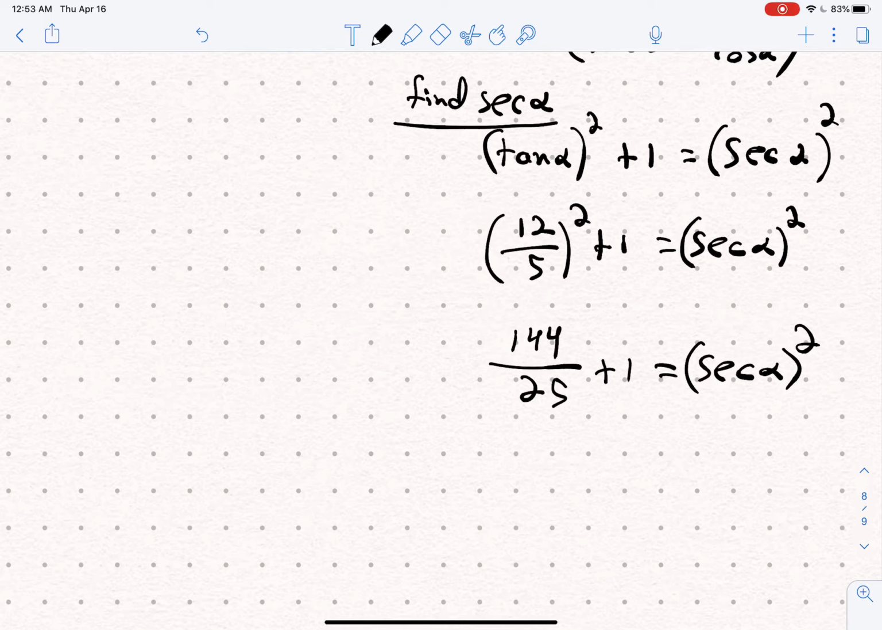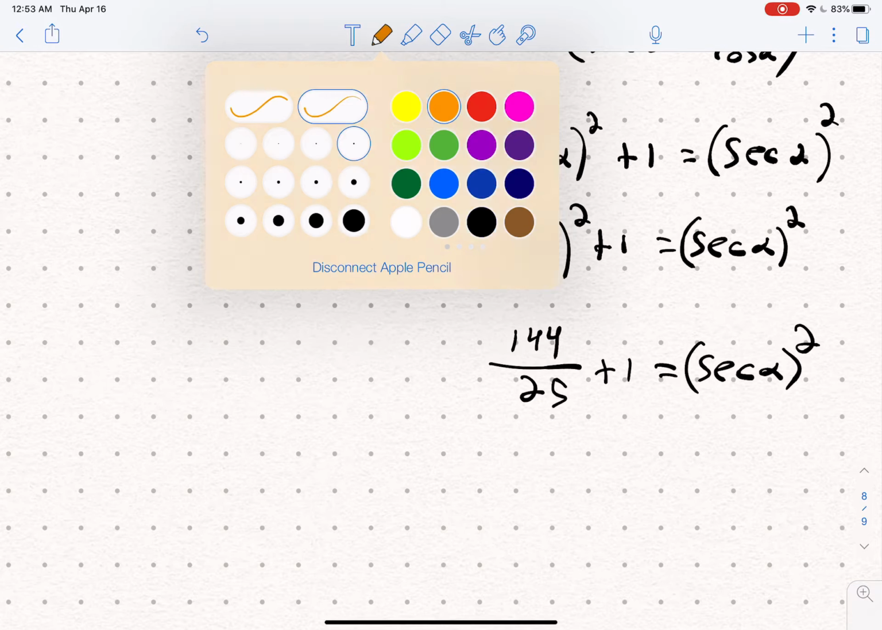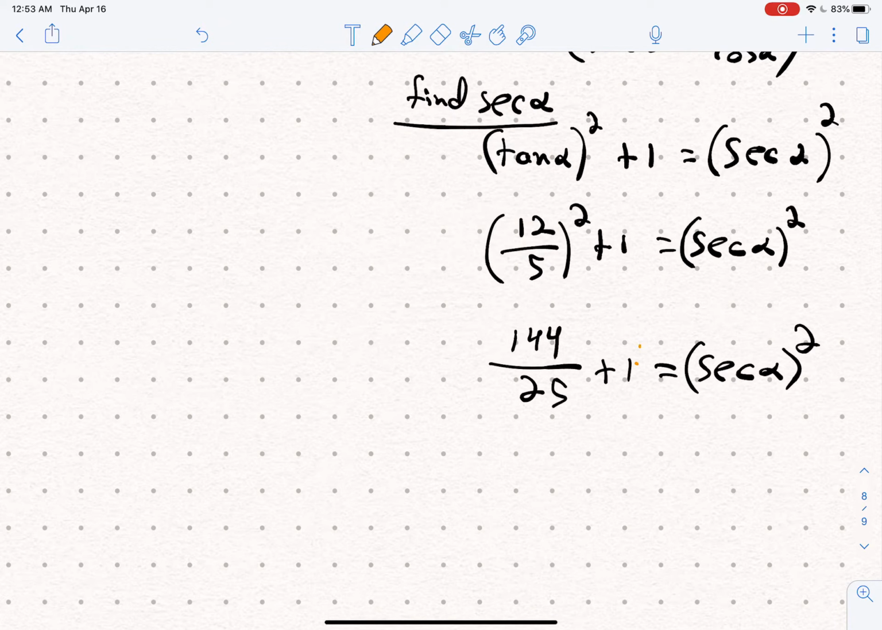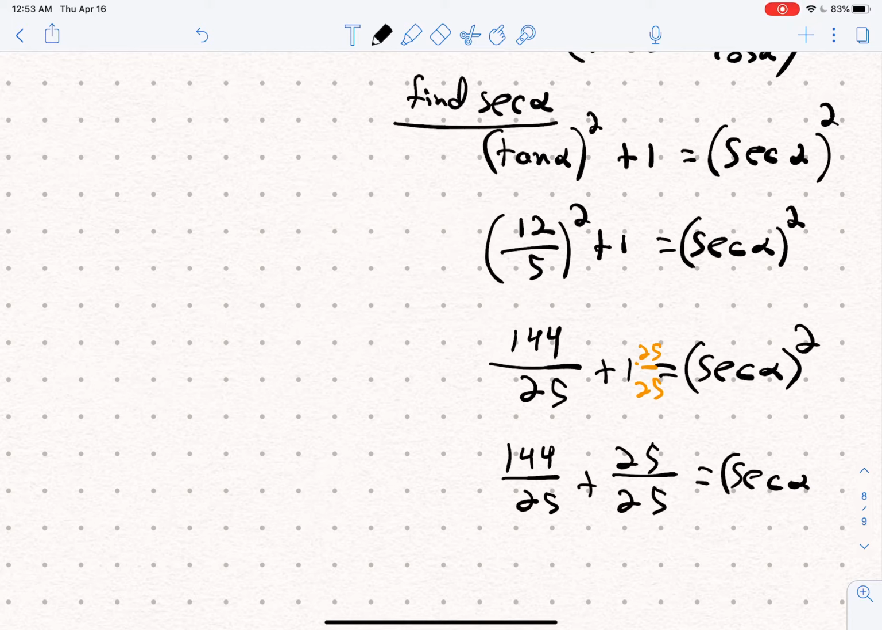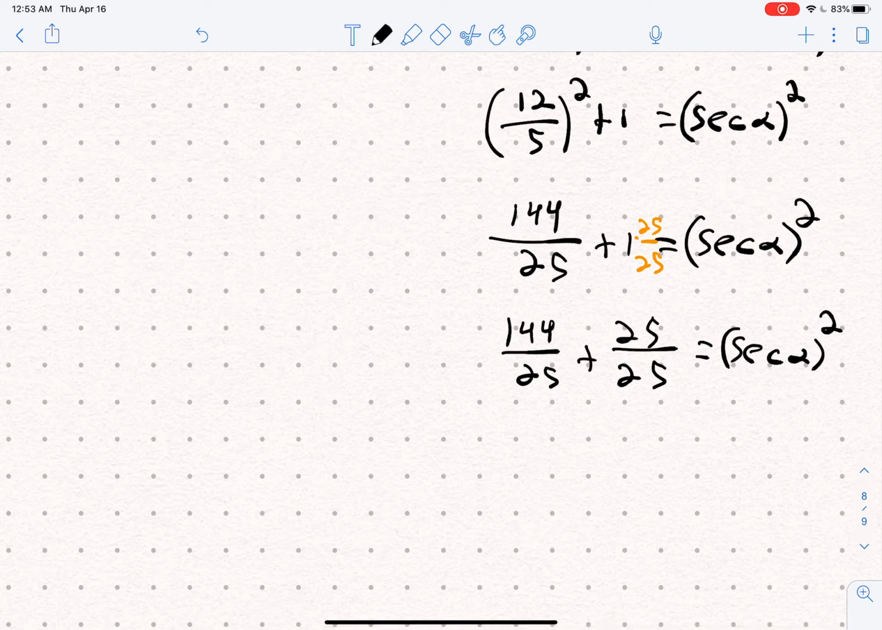On the left-hand side, we can combine these by getting a common denominator of 25. We're going to multiply that 1 by 25 over 25. So we have 144 over 25 plus 25 over 25 is equal to secant alpha squared. Now, combining together, on the left, we have over 25, 144 plus 25.